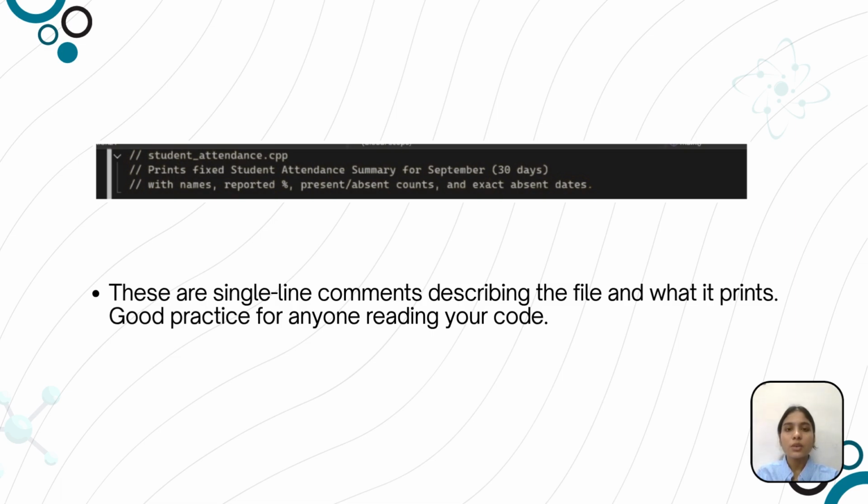Now in this slide you can see the first part of my code. Here I have written single line comments at the top such as the file name and a short description. For example, student_attendance.cpp and print student attendance summary for September 30 days. These comments help describe what the program does and make the code easier to understand for anyone reading it. It's a good programming practice to write such comments at the beginning of your code so that others can quickly know the purpose of the program.